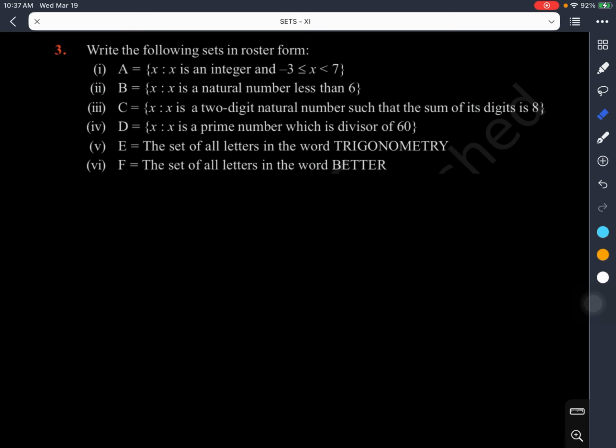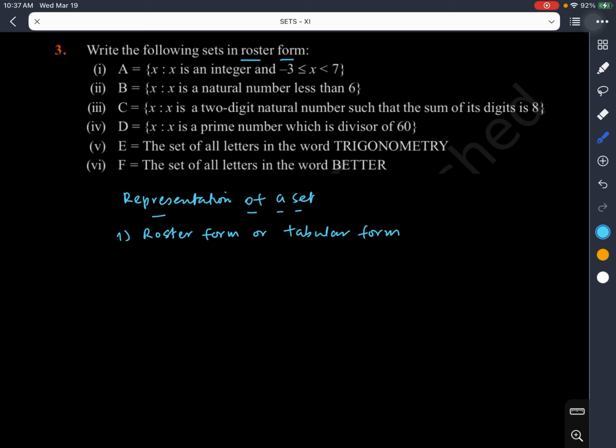Moving towards question number 3. The question is, write the following sets in roster form. First of all, we'll discuss how a set is represented. Representation of a set. There are two ways to represent a set. The first way is the roster form or tabular form. This form is also known as tabular form. And the second form is the set builder form.